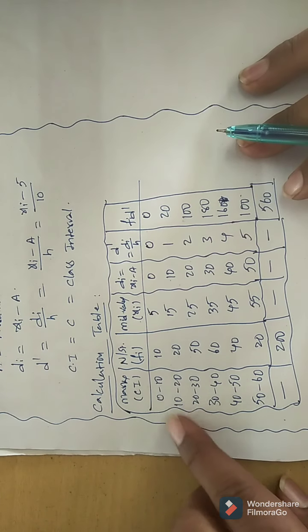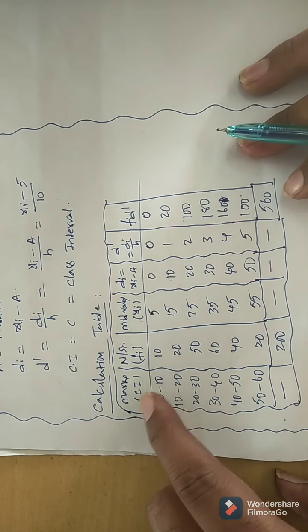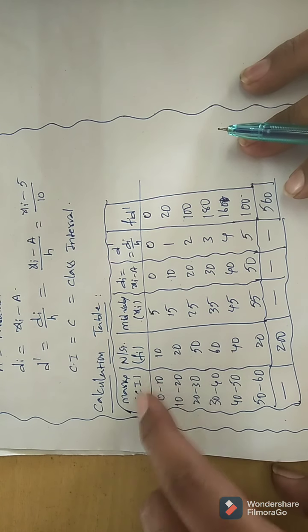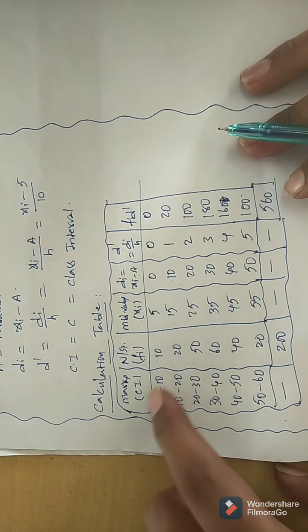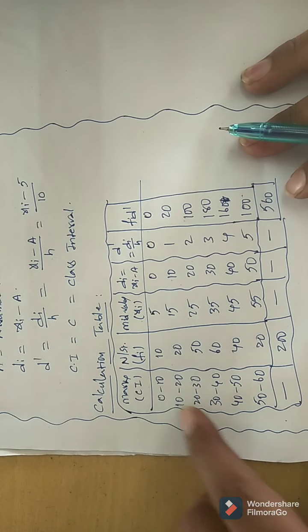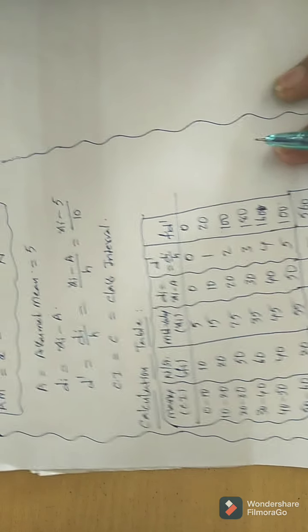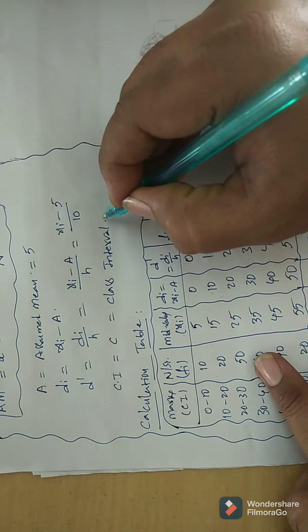Now we go for substitution. What is the class interval? The gap between higher limit and lower limit, that means higher limit minus lower limit. So 10 minus 0 is 10, and 20 minus 10 is also 10. That is the class interval, so write it here as 10.